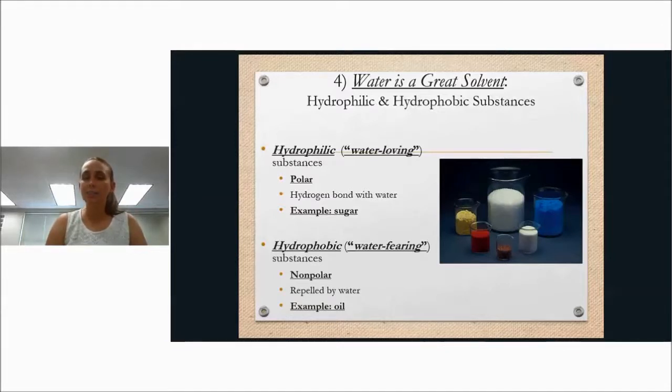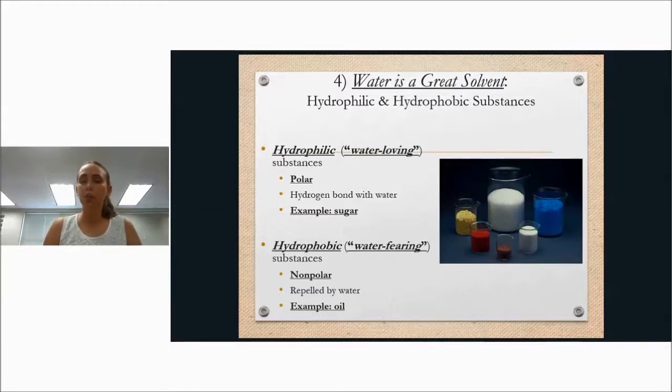Hydrogen bonds with water. For example, sugar. The sugar will dissolve into water and make a sugar water solution, breaking apart into the water. Salt will as well. A lot of different substances will dissolve into water.